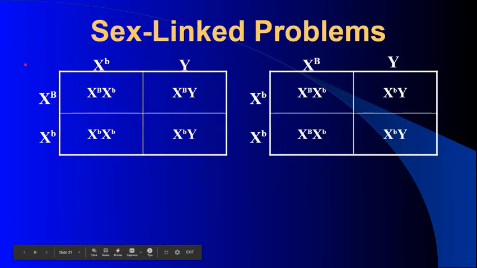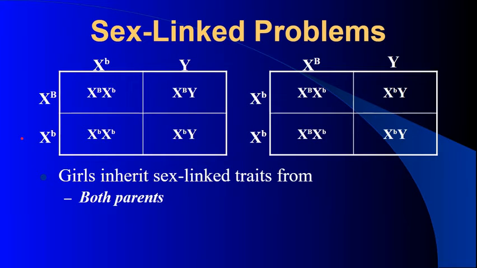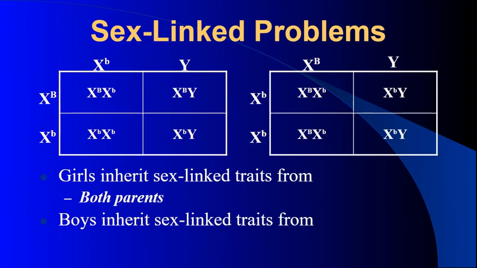So if we look at the two Punnett squares that we just completed, and we look to see who girls inherit these traits from, girls inherit these traits from both parents. Boys inherit these traits only from their mothers.